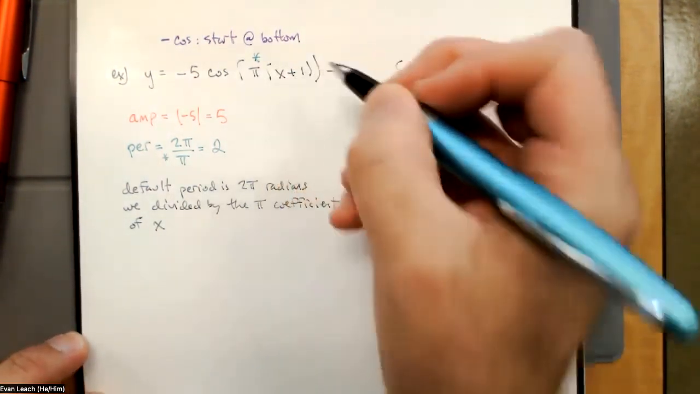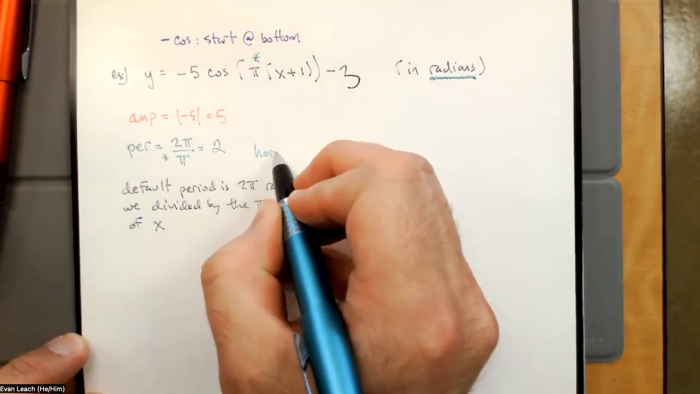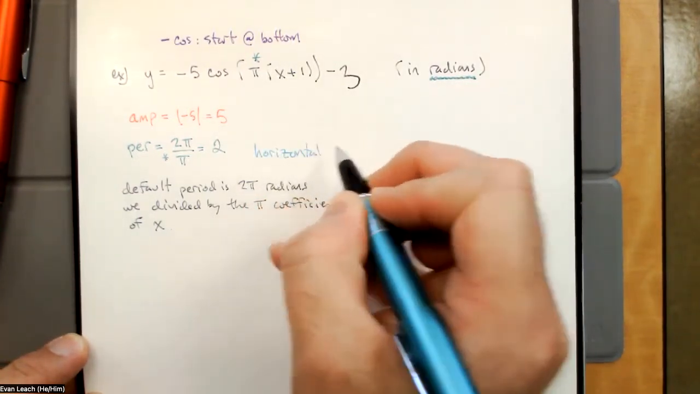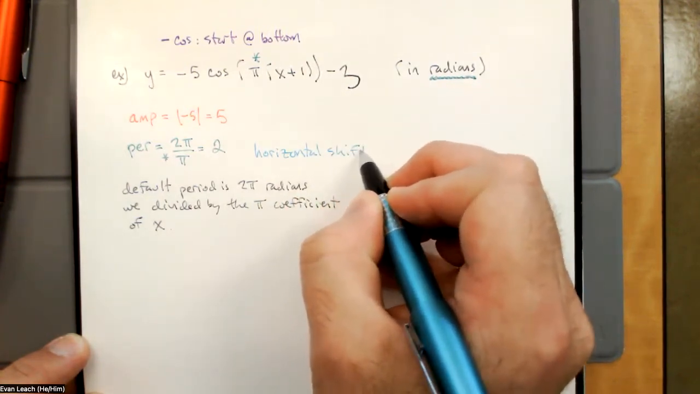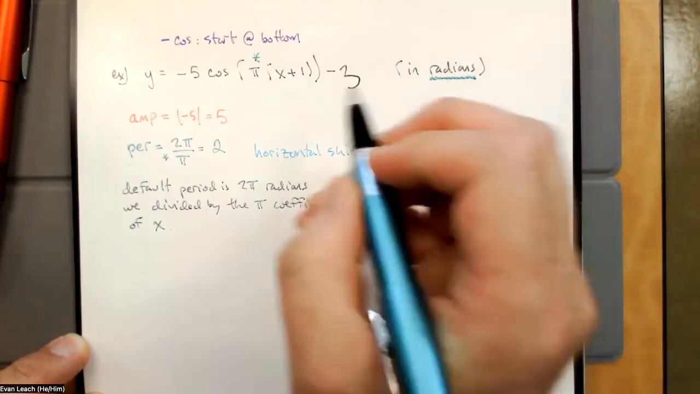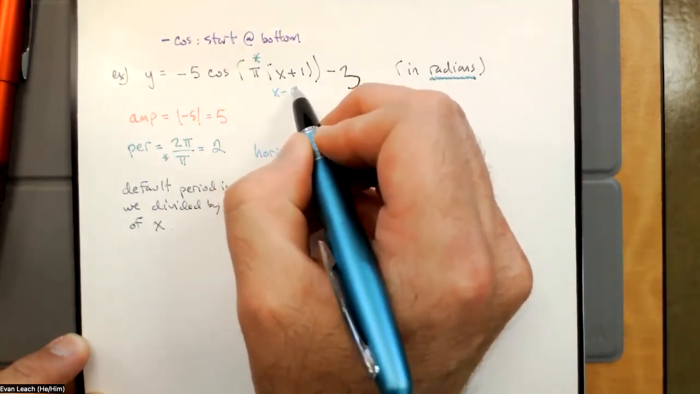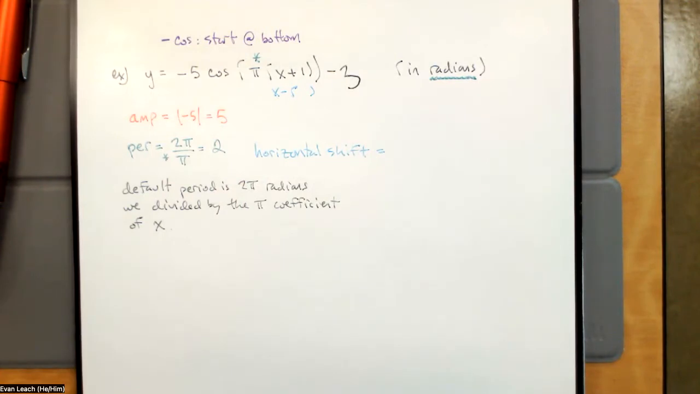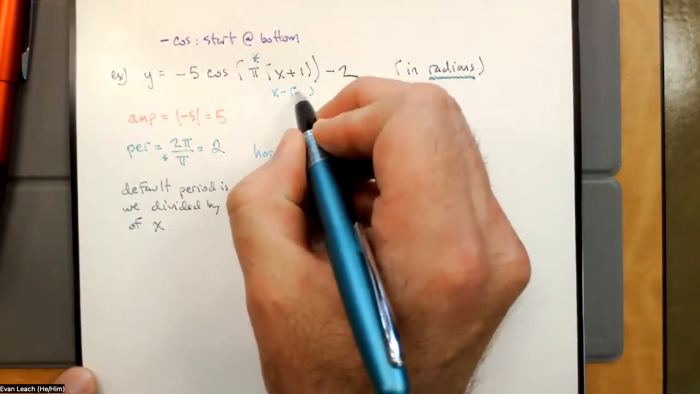Now, when we read the horizontal shift, we have to read this as x minus. It's weird. We think of it as being the opposite, but we're really thinking, what makes x plus 1 equal to 0? What I wrote on the previous page said x minus c. So when we see x plus 1, we got to think that's x minus what? X minus a negative 1. So that's going to be our start.